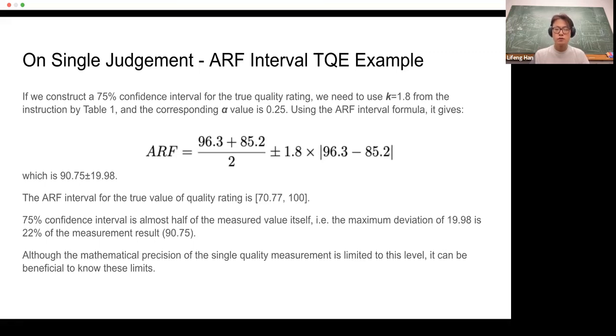The ARF interval for the true value of quality rating is 70.77 to 100. That means the confidence interval is almost half of the measured value itself. That is, the maximum deviation of 19.98 is 22% of the measurement result, that is 90.75. Although the mathematical precision of the single quality measurement is limited to this level, it can be beneficial to know this limit.